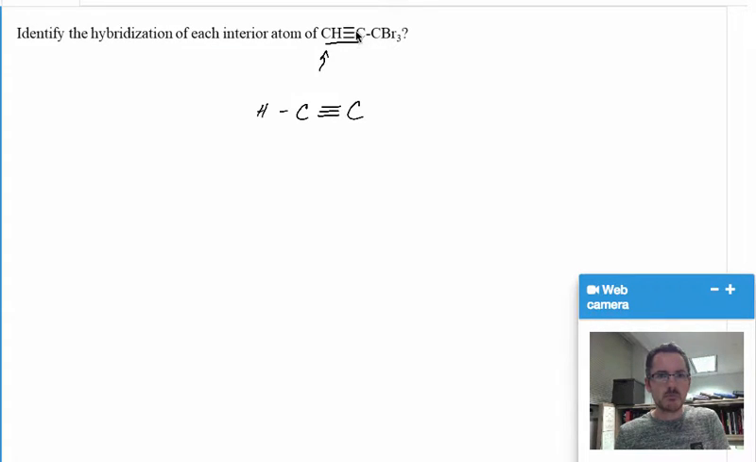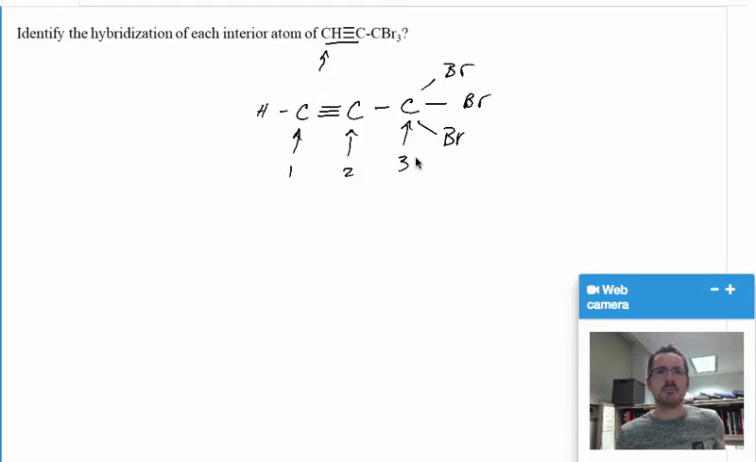This next carbon, which had the triple bond, has a single bond to carbon, and this last carbon has 3 bromines attached to it. 1, 2, 3. So this is essentially just a more expanded version of my structure here. And the interior atoms I'm looking at, I'm going to label as 1, 2, and 3.